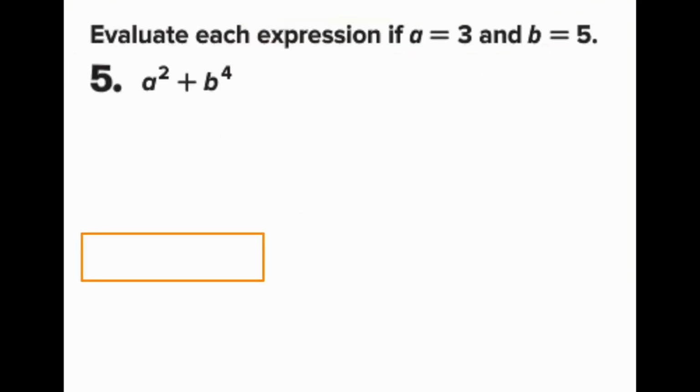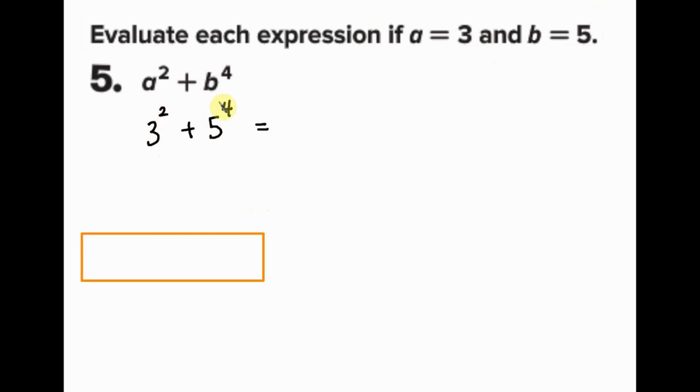Next one, again, they're asking you to evaluate if A was 3 and B was equal to 5. So what I'm asking you is, instead of A and B, what if I replace with 3 and 5? In here, if I replace A with 3, it becomes 3 squared plus B was 5, so 5 to the 4th power. Let's evaluate this.